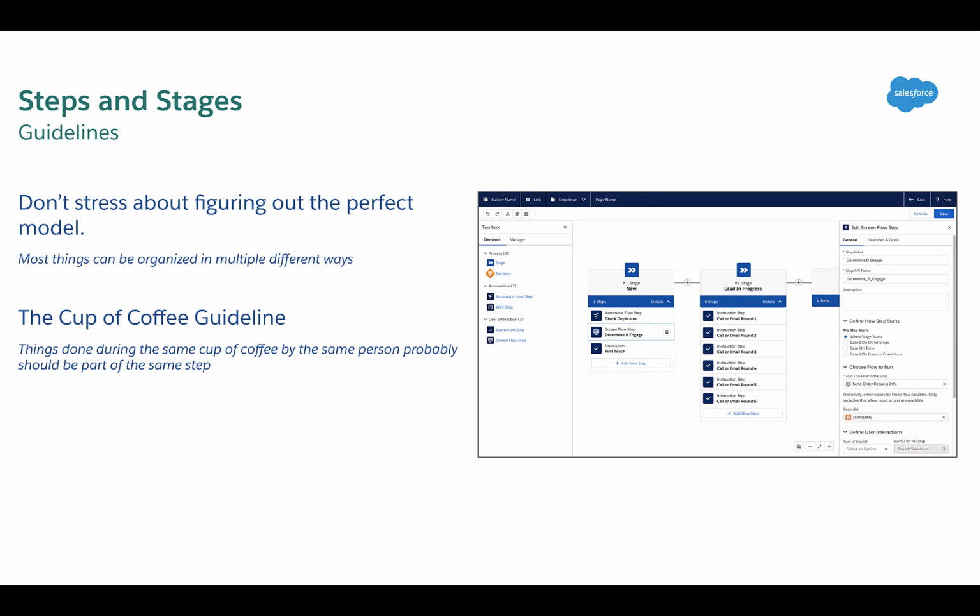Another decision point that you'll find yourself thinking a lot about is how many steps to break work into. One guideline that I find useful is the cup of coffee guideline, which basically says that anything that would generally get done during the same cup of coffee by the same person probably should be part of the same step. So you can use that to avoid getting too granular and creating too many steps. It's a balancing act where you're balancing maintenance and readability and flexibility and configurability, and there's as much art to it as science. So it'll be an interesting learning journey for everybody.